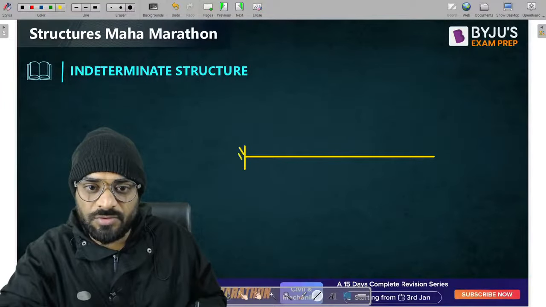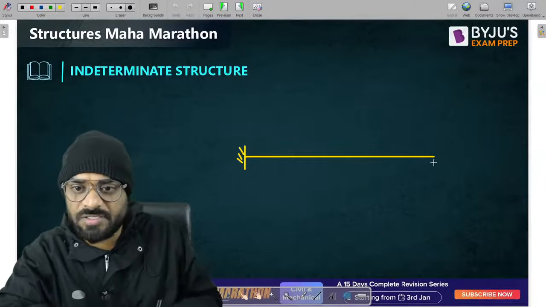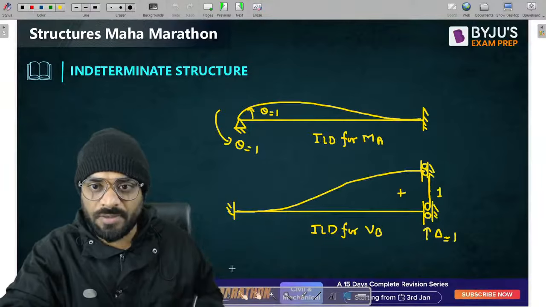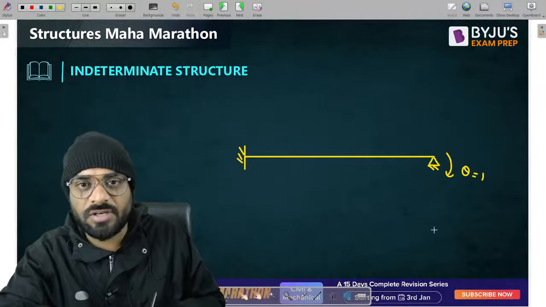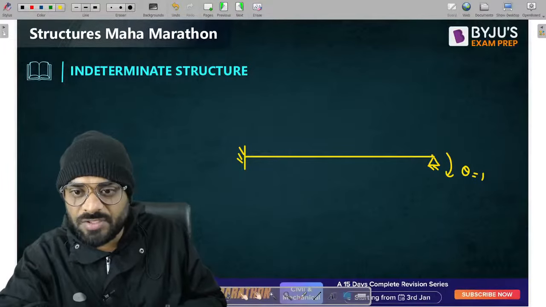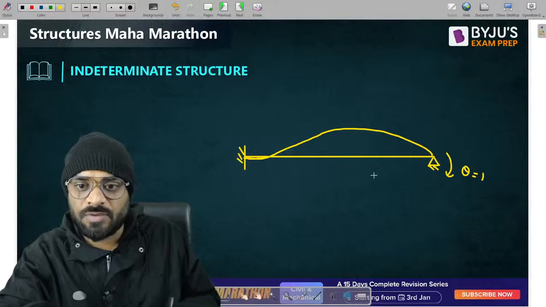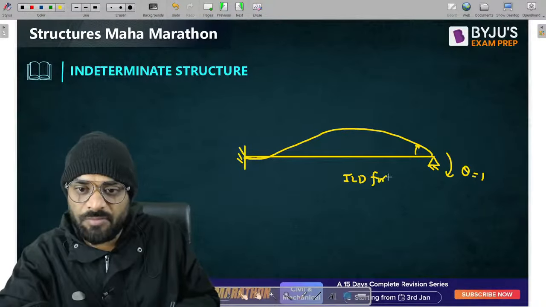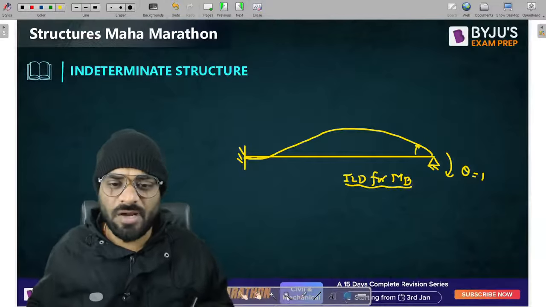Now the ILD for MB also. This particular support will become hinge now. Now you have to give theta is equal to 1, correct? So this will be theta is equal to 1, right? And the deflected shape of the structure will be like this. So this is our ILD for MB. Getting a point? Now tell me guys, is it clear?